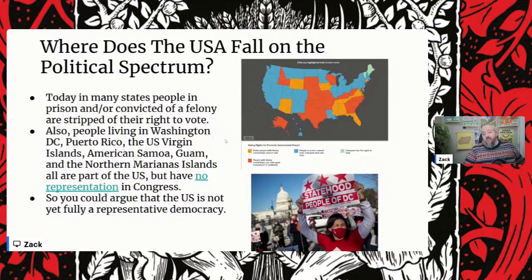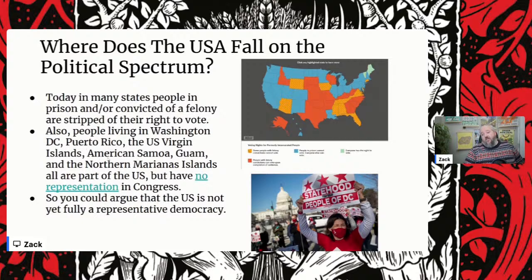Furthermore, people living in Washington, D.C., Puerto Rico, the U.S. Virgin Islands, American Samoa, Guam, and the Northern Marianas Islands. By the way, these are all U.S. territories, except for Washington, D.C., which is its own thing. But these are all more or less, they function as territories. Most people don't even know all the territories that the U.S. has.